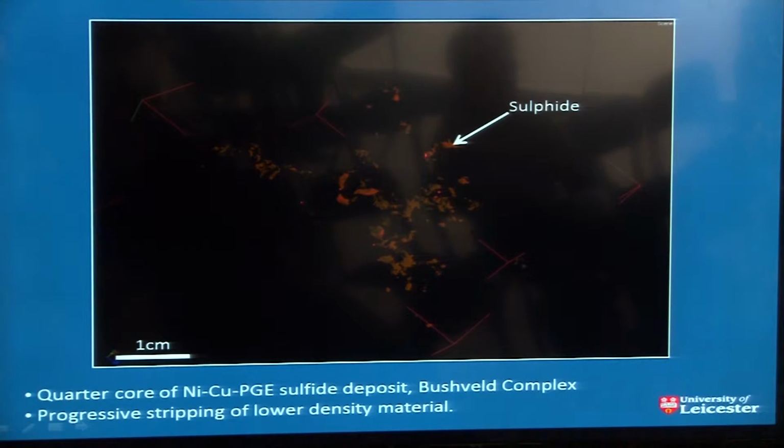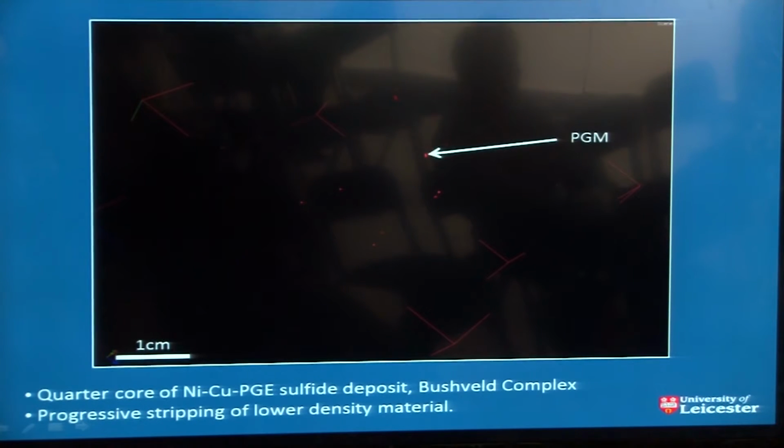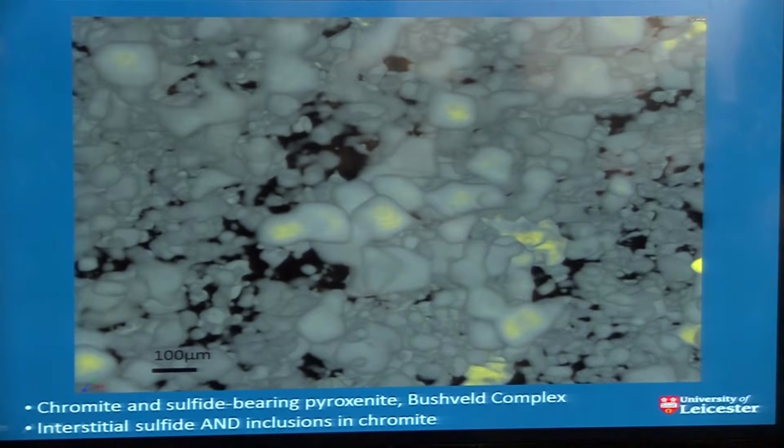And then as that goes, I don't know whether you can see it on there, maybe better on the other screens, very small precious metal minerals, that's where the platinum minerals sit. This is a chromitite, and the scale bar there is 100 microns.